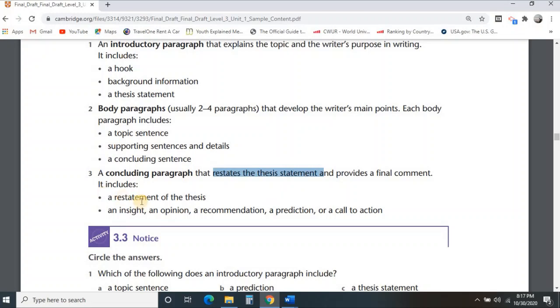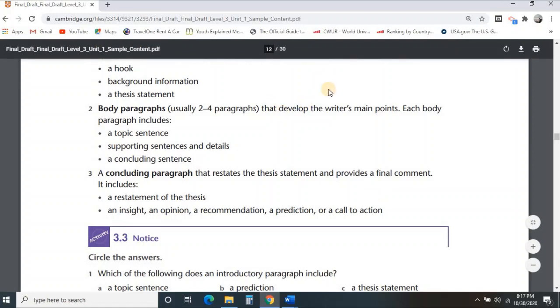Now, your conclusion should have two important parts. The first is to restate the thesis, as I mentioned. Okay, now what comes after the restatement of the thesis is you can choose any one of these. You can end your conclusion with an insight, an opinion about the topic, a recommendation, a prediction, or a call to action. Any one of these. Okay, and if you have raised questions in the introduction, in the hook basically, feel free to answer those questions in the concluding paragraph as part of these categories to choose from.